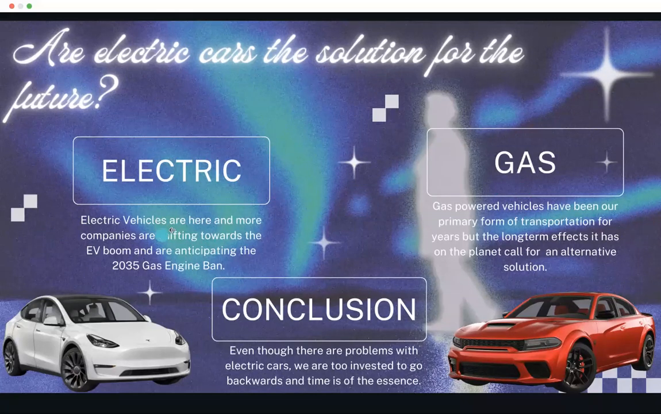So, are electric cars the solution for the future? Gas-powered vehicles have been the primary transportation for years, but the long-term effects on the planet are calling for an alternative solution. Electric vehicles are here, and more companies are shifting towards the EV boom and anticipating the 2035 gas engine ban. But overall, in conclusion, even though there are problems with producing electric cars and everything that comes with them, we're too far along and too invested to go backwards, and time is of the essence.